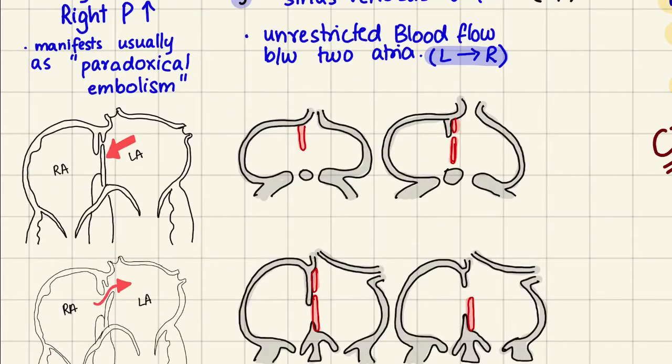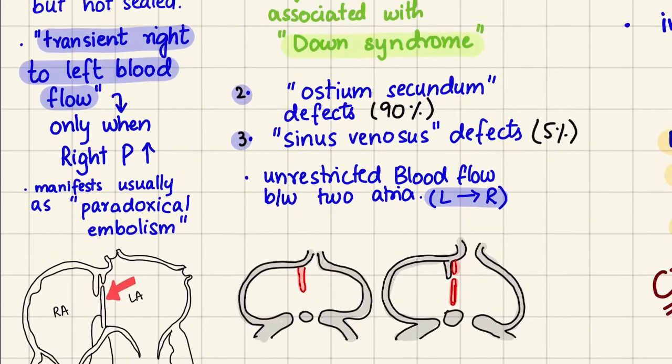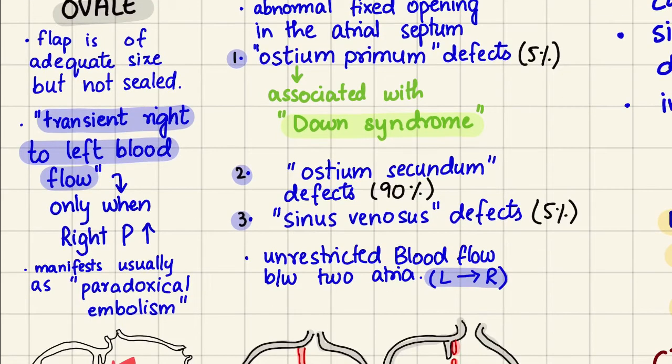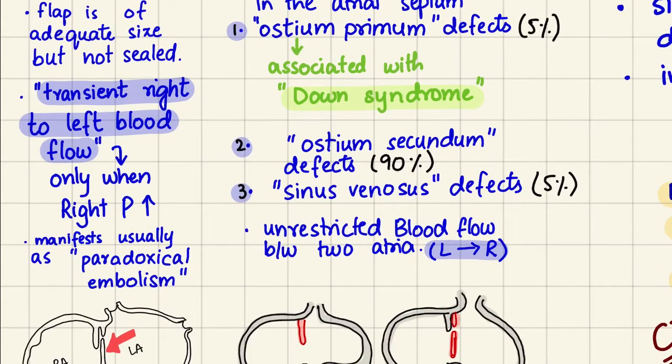Both of these are left to right shunts because here also the hole is in the atria, and because pressures here are increased, blood should go like that, but that usually does not happen. What can happen is that when right atrial pressures increase, there can be transient flow of blood from right to left. So I hope that is clear. Patent foramen ovale do not have any complications as such, but this can manifest usually as a paradoxical emboli.